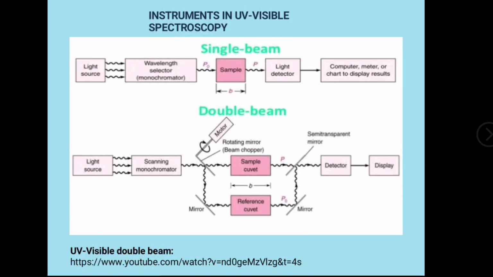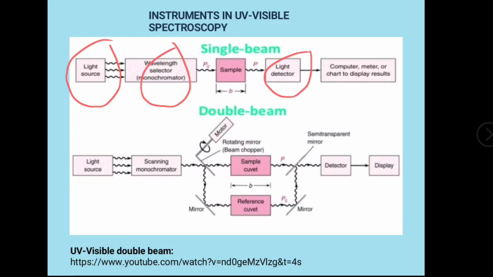Next, coming to the instruments available in UV visible spectroscopy. The instruments are single beam colorimeter, double beam colorimeter, and double beam spectrophotometers. In the single beam colorimeter, the lamp used is a tungsten lamp, and here wavelength selectors or filters are used and detectors or barrier layer cells are used. It is called a single beam colorimeter because here the light should pass through the sample and reference separately.